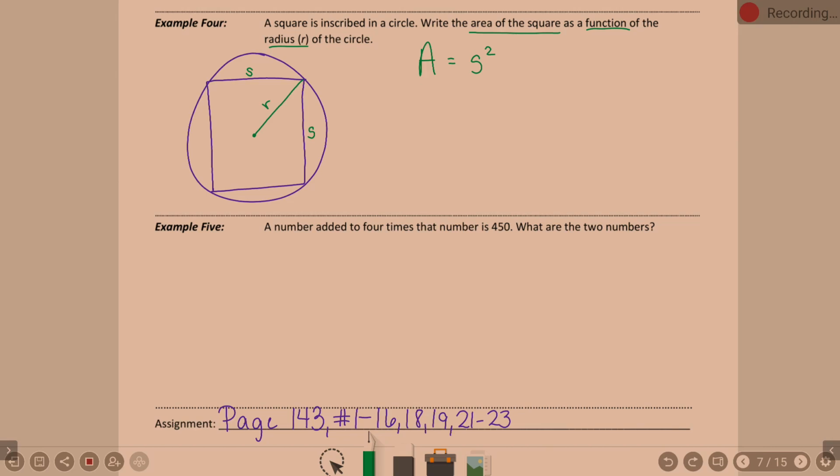Now, if I give you one more hint here, I'm going to draw another radius in. Because here's the deal. You guys know that you have to use the radius. Somehow there has to be a connection between the side of the square and the length of the radius, because we don't want s in here, we want r. So how do s and r connect?